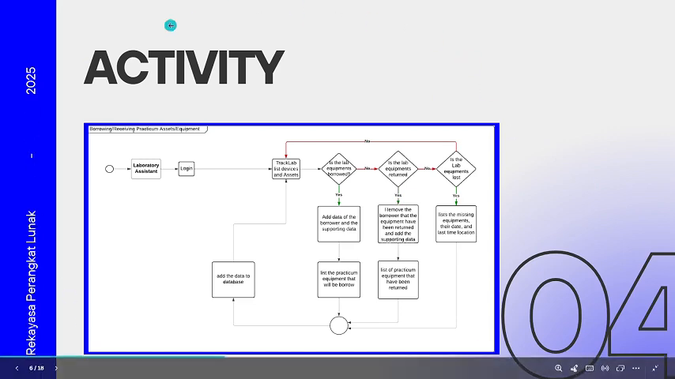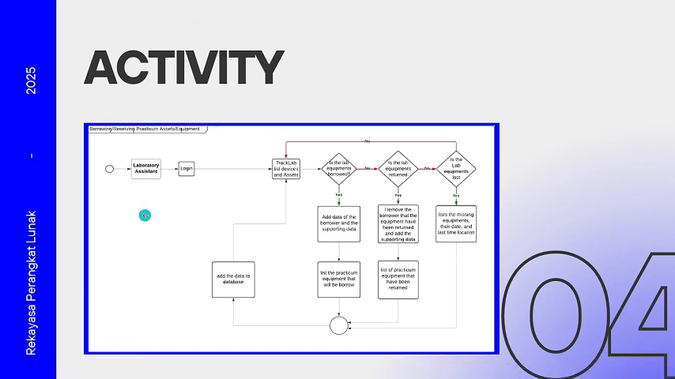This is the activity graph. A laboratory assistant would log in, and TrackLab would list the devices and the assets. It will then check if the lab equipment is borrowed. If it is, then it will add the data of the borrower. If the lab equipment is returned, it will remove the borrower. And if the lab equipment is lost, it will list the missing equipment, their last known date and location.